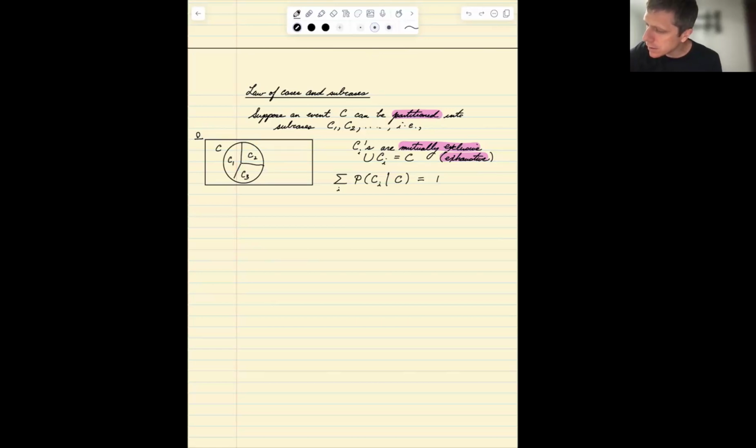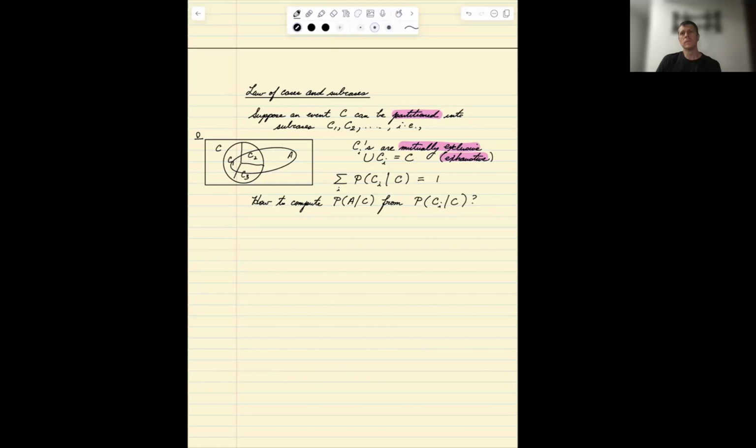Let's call this A. What we're interested in is, suppose we know the conditional probabilities of Ci given C, of each of the subcases given C. How do we compute the probability of A given C from the conditional probabilities of the subcases given C? How do we do this?